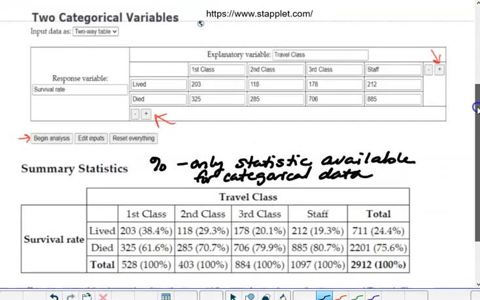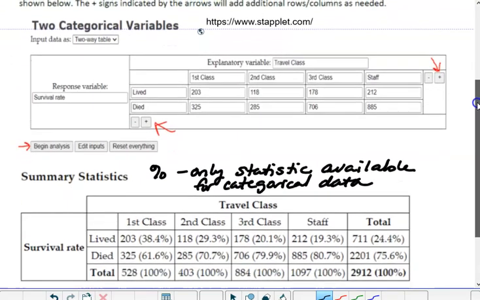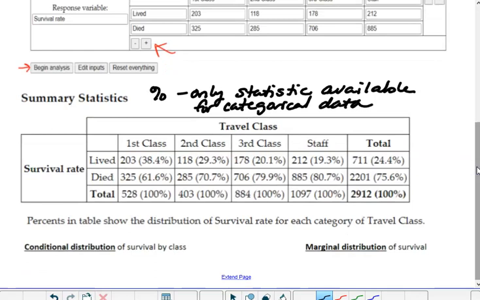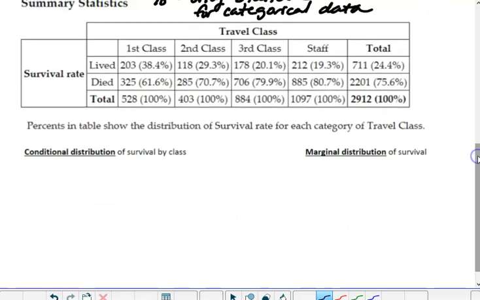I also wanted to mention that I think we already talked about explanatory and response variable. Now what I want you to look at is that we have a bunch of percentages that have been calculated. It's added a total, so now we know the total who lived, the total who died, and the grand total of everybody on the Titanic. It also tells us the percent who lived and died in each column. So 38% of the first class passengers lived, 61% died. 29% of the second class passengers lived, 70% died, and so forth. Total, 24% lived and 75% died approximately on the whole ship.